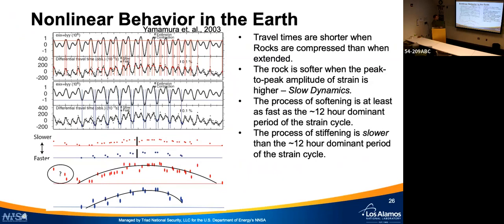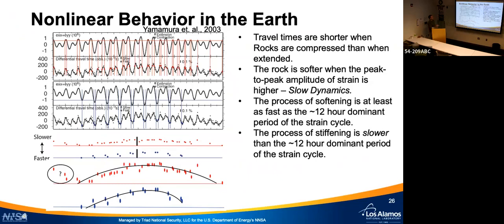What you can see is there's this behavior where it's slower or softer when the peak to peak amplitude is bigger. There's some points over here that I'm not quite sure how to explain, but both on the compression side and the extension side, it's softer when the amplitude is bigger than when the amplitude is smaller. So that's also an indication of this sort of slow dynamics, that it's not an instantaneous response. Otherwise, this would just be kind of flat across like that.